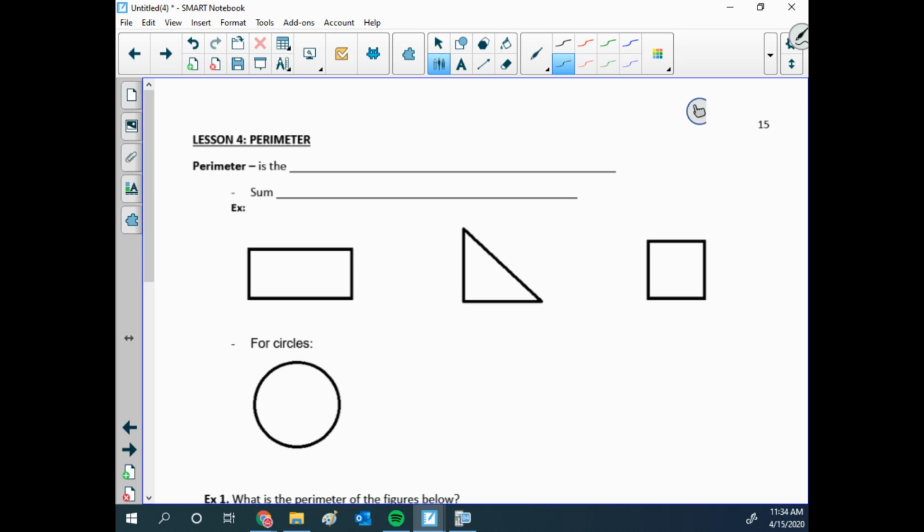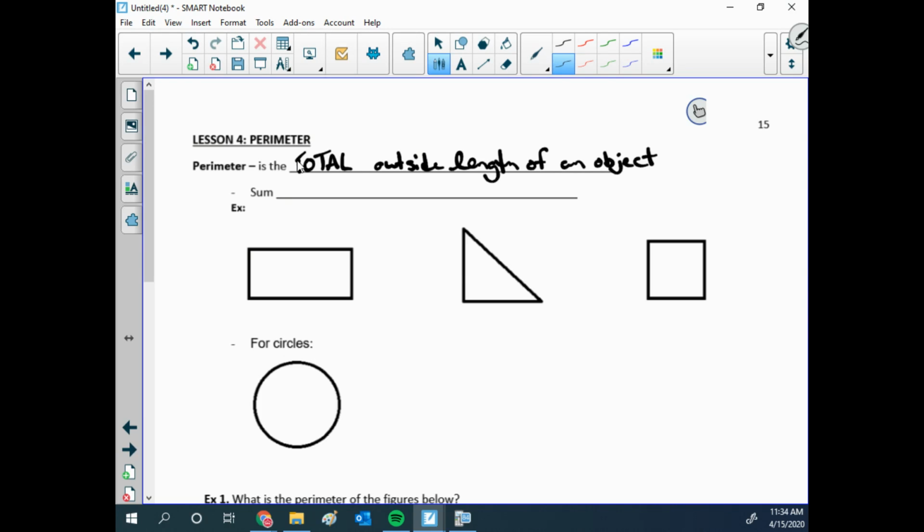Well, perimeter is the total outside length of an object. So it would be like, what's the length of the fence of my backyard? That could be a perimeter question. While area is the total grass that's in my backyard.